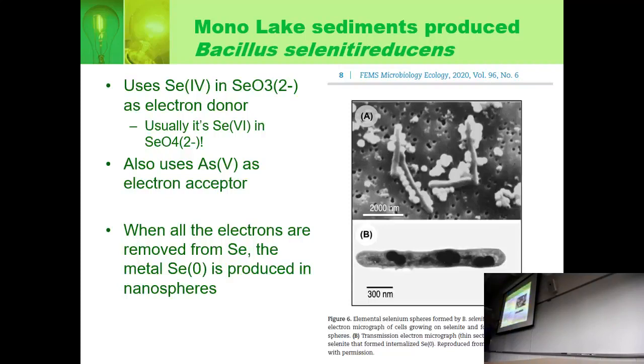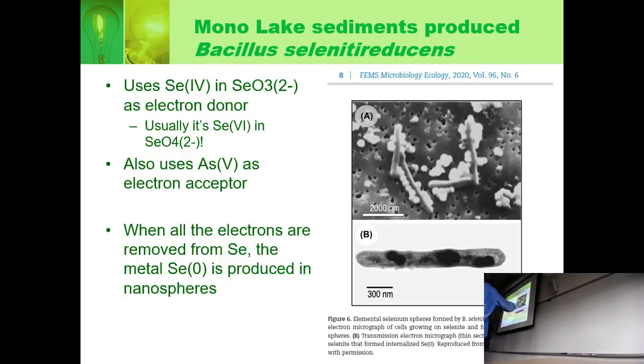And make sure you have that right in your notes, that it's an electron acceptor, not an electron donor. And that makes sense because it can also use arsenic. So basically you can pass electrons through these things. Once you pass electrons to them, you end up making the solid metal. And if you look at them under a microscope, when you feed them a lot of selenite, they will make these little nanoparticles of selenium-0, metal selenium.